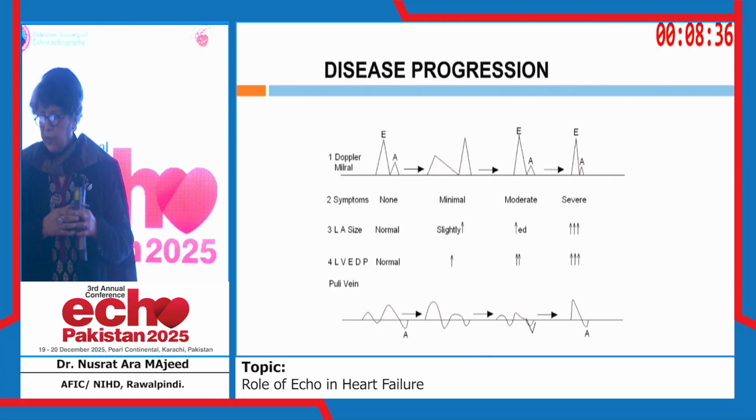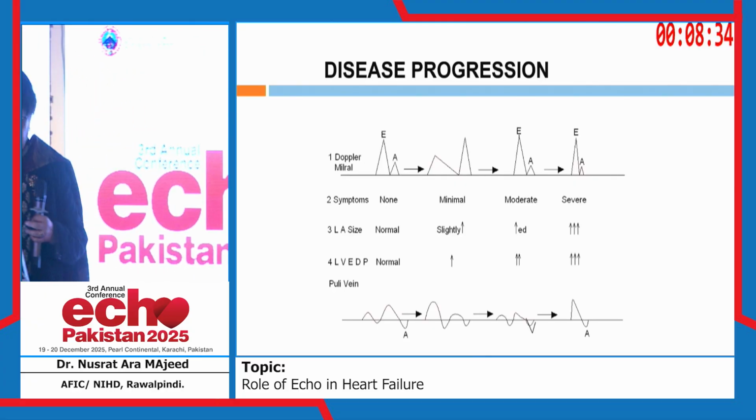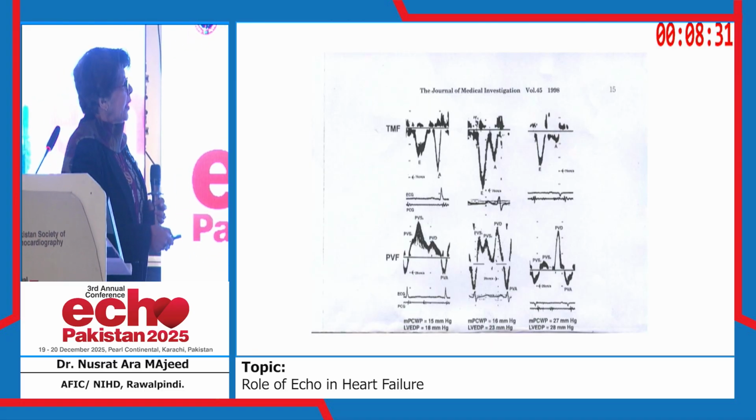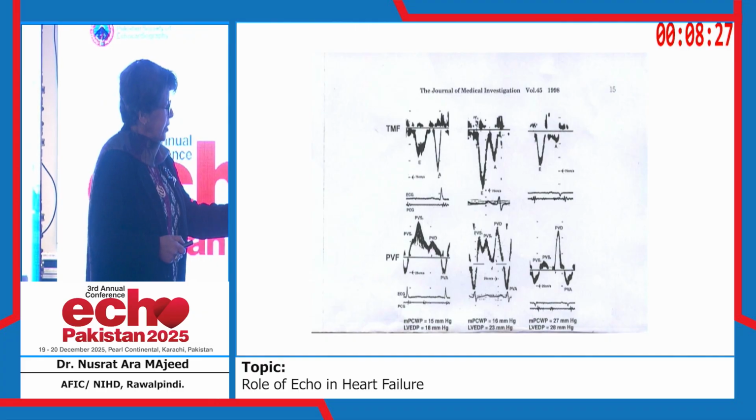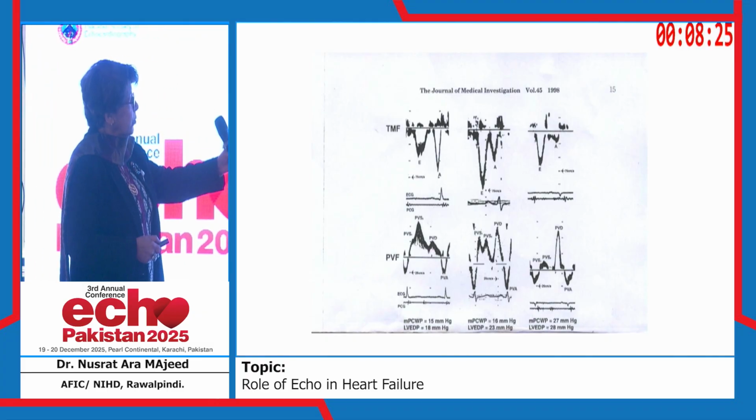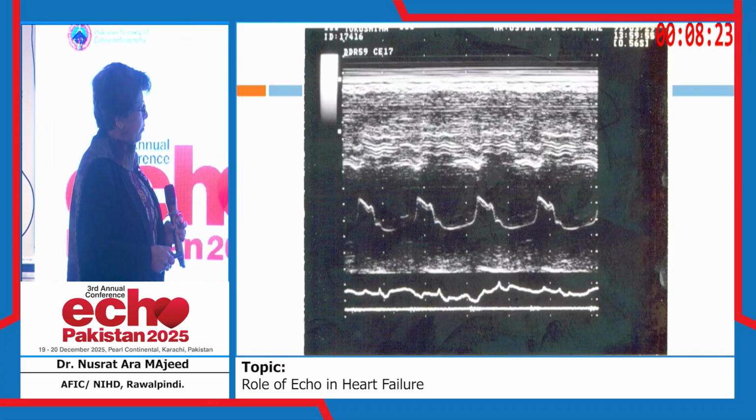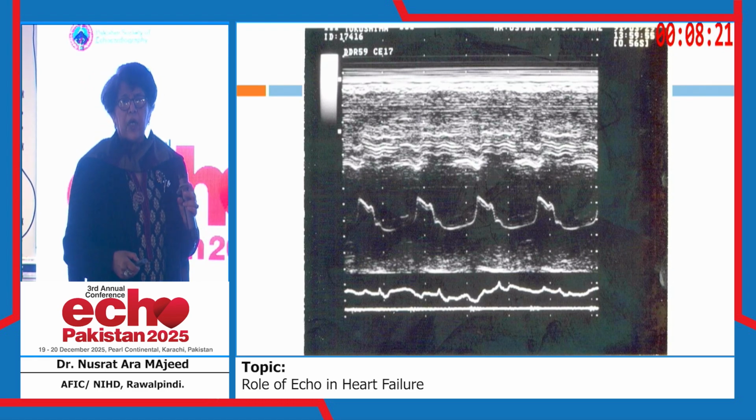And this is the pulmonary vein. If I have time, we will come back to it. Okay, this was my original paper published in that. Here you can easily see the pulmonary venous flow and the correlation with the transmitral flow. Now, I was talking about M mode.